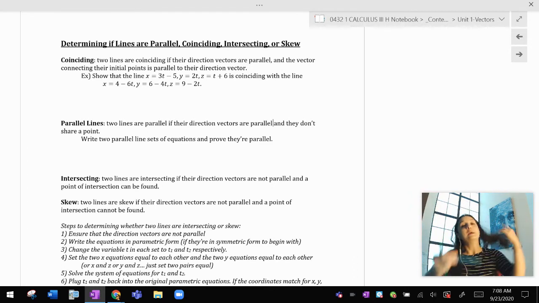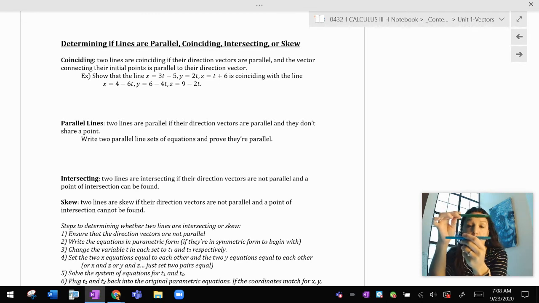Back to math. Here's a line. Here's another line. These are parallel. Here's a line. Here's another line. These are skew. Here's a line. Here's another line. These are intersecting. Here's a line. Here's another line. Those are coinciding. Coinciding lines and parallel lines have the same direction vector.